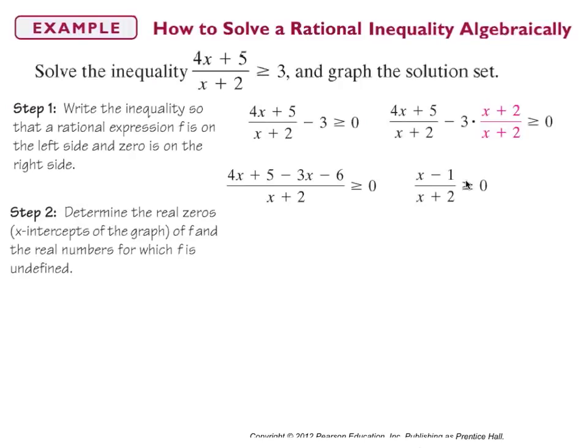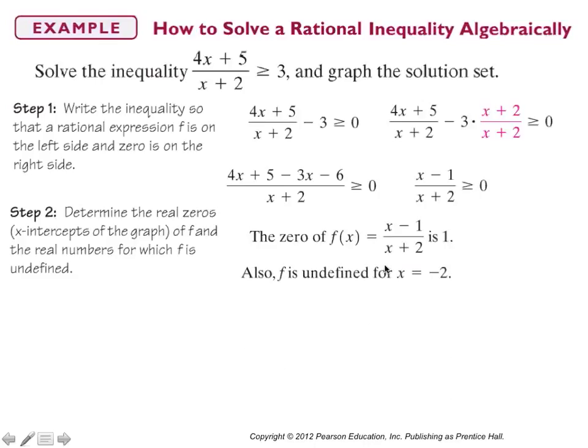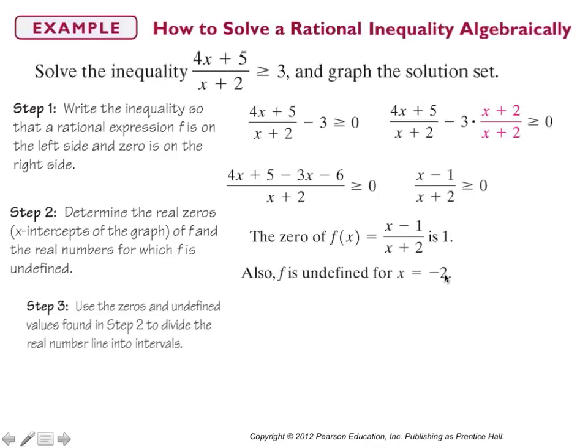So step 2 is to determine the real zeros of f and the real zeros for which f is undefined. So really you're finding the zeros of the numerator and the zeros of the denominator. So if you look at this, the 0 of your numerator is just going to be 1 because if you plug 1 in for x, you get 0. The 0 of the denominator is going to be -2. That's where your function is undefined.